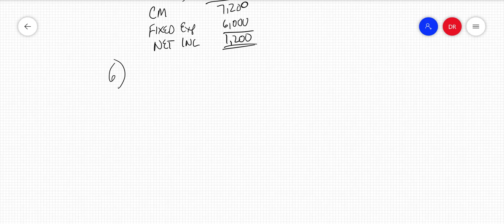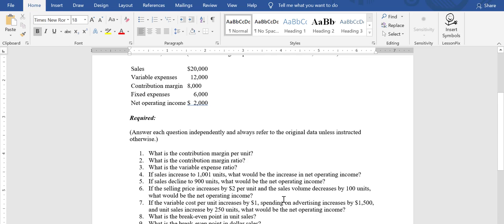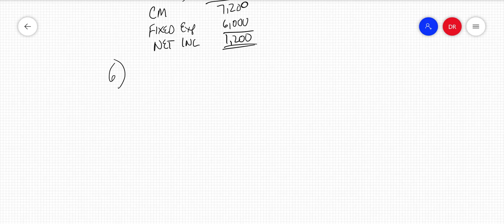Okay, let's go back. For number 6, it says if the selling price increases by $2 a unit and the sales volume decreases by 100 units, what would be the net income? So we're looking at a similar situation. So we're going to have sales of 900 units at $22 each. That will give us sales of 19,800.